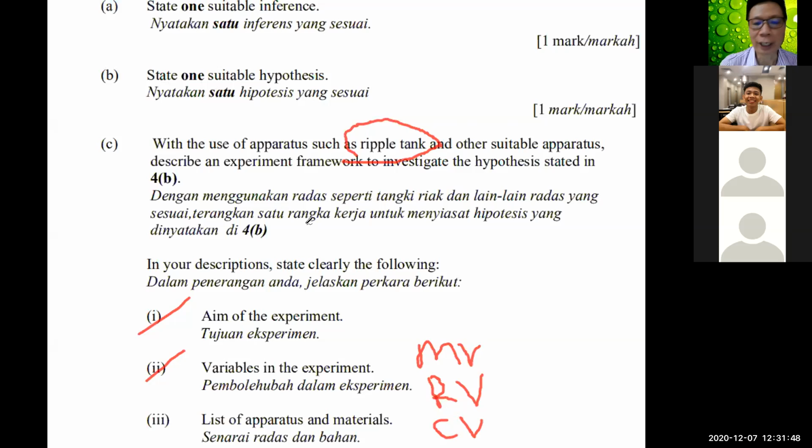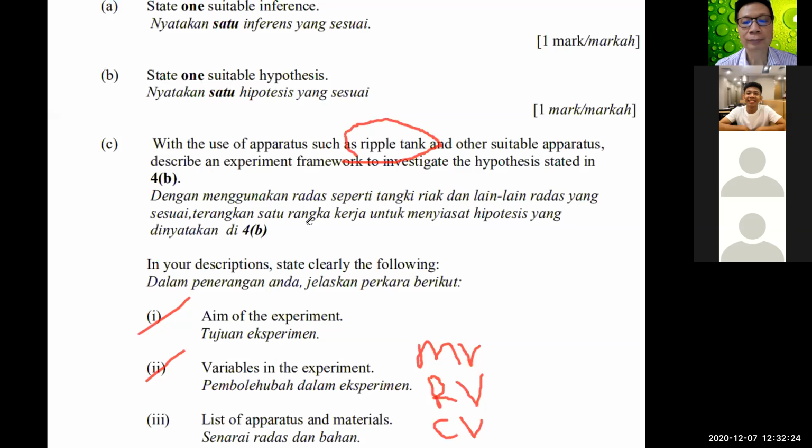MV is the depth. Yes, Vanessa. RV is the wavelength. Yes, correct. Okay, CV, constant variable. Frequency. Yes, correct. Frequency of the motor. Or we say the frequency of the water wave must be the same.